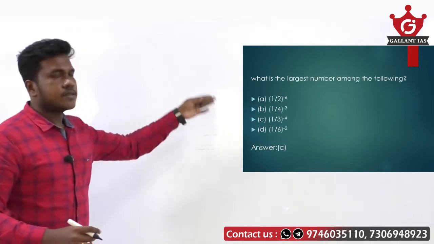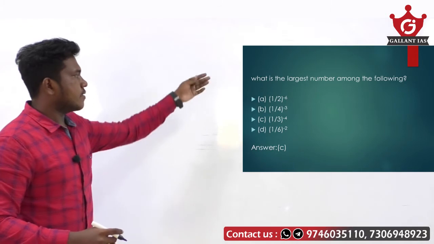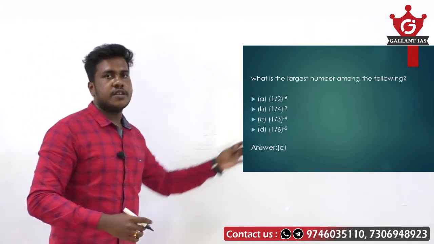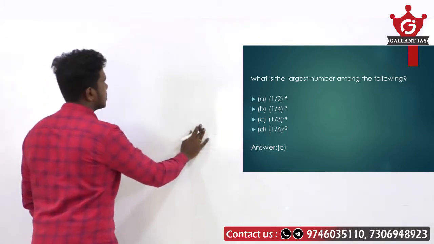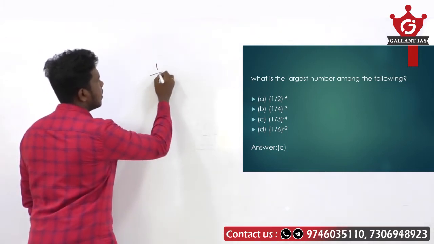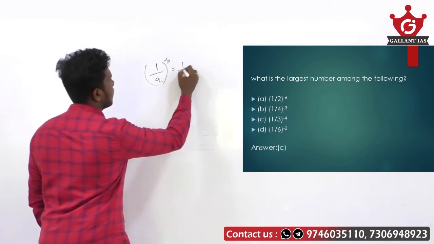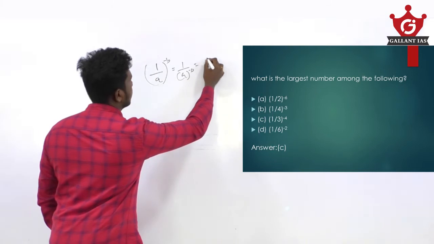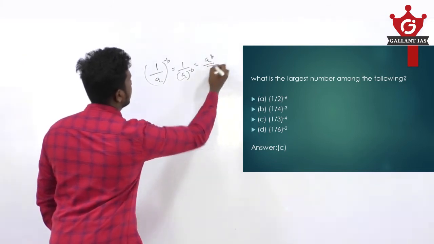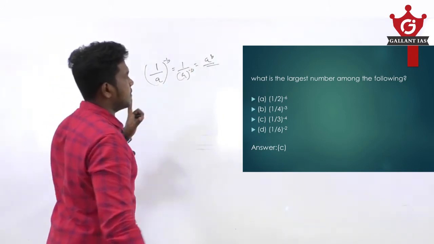Okay guys, now let's do the next question. What is the largest among the following? Here you can see four options and we need to find which one is the largest among them. Before solving this question, we actually need to know a concept. (1/a) raised to minus b is nothing but a raised to b.